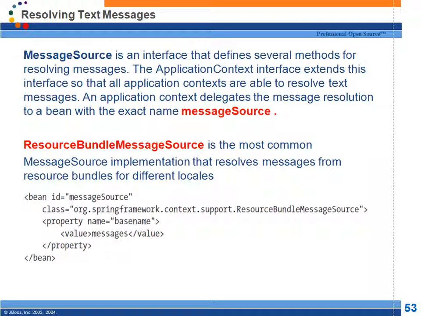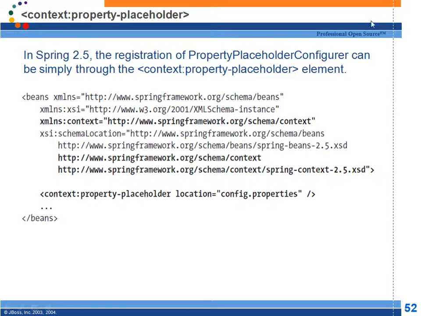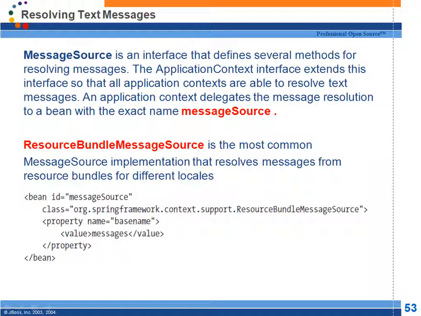Next, to internationalize an application. To internationalize means depending upon the locale of the user, you want to display different text messages, right? So for internationalization, you have to create a bean called messageSource, which is a ResourceBundleMessageSource, and you have to inject basename.